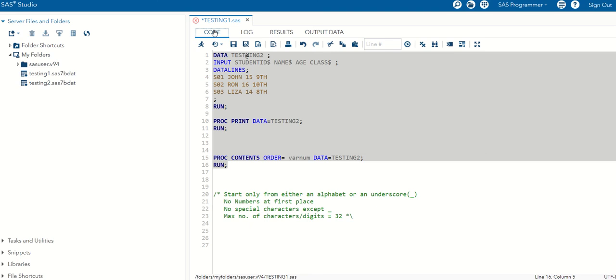That's the fourth rule. So four rules. It should always start with an alphabet or an underscore. Second rule, there should be no number at the first place. Third rule, no special characters are allowed except underscore. And the total number of characters in the name should be 32, not more than 32. Right? These are the four rules we should remember.